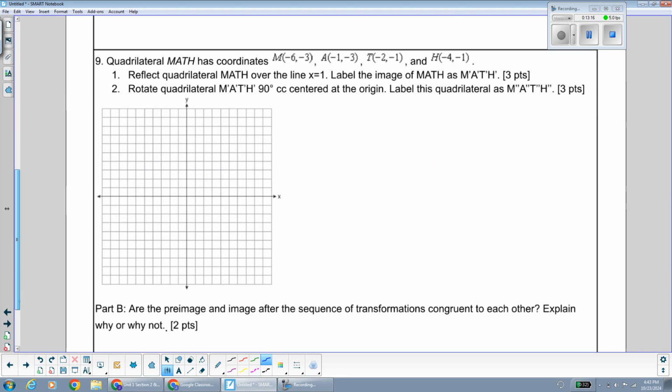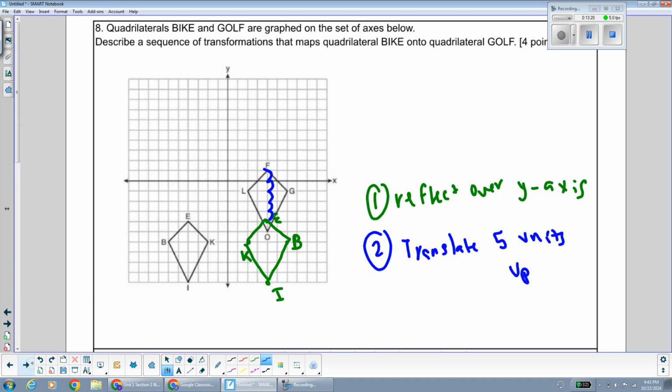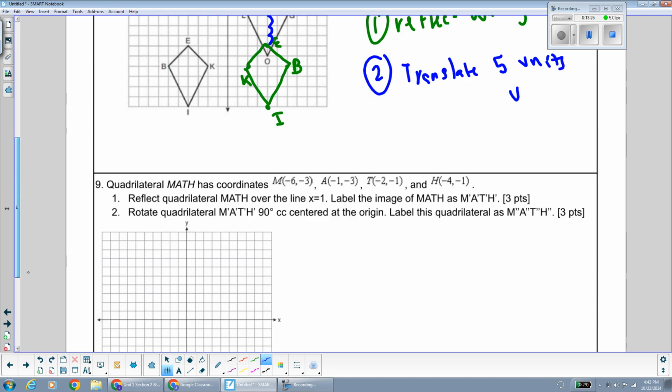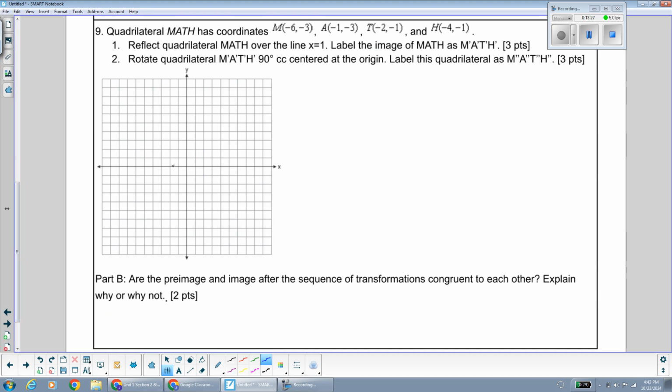This was the tricky one. A lot of people got this one wrong. So the original shape has the coordinates. I deleted again. Why do I keep deleting it by accident? 1, 2, 3, 4, 5, 6. 1, 2, 3.